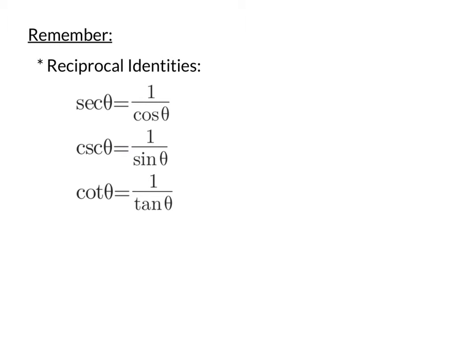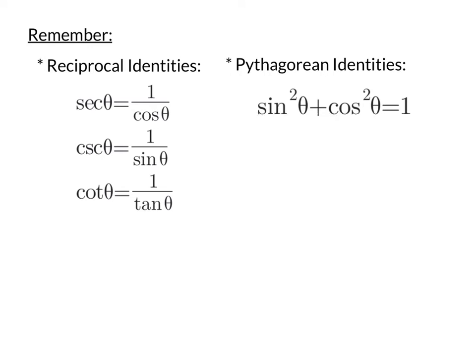I want to bring up the reciprocal identities for secant, cosecant, and cotangent. Secant is a reciprocal of cosine, cosecant is a reciprocal of sine, and cotangent is a reciprocal of tangent. We also have the Pythagorean identities. Remember, that comes from the Pythagorean theorem, and we saw that sine squared plus cosine squared is equal to 1. But there are 3 different Pythagorean identities.